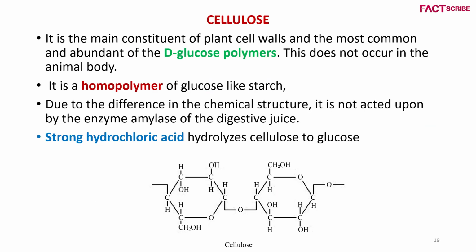Let's see more in detail about cellulose. It is the main constituent of plant cell walls and the most common and abundant D-glucose polymer. It is a kind of homopolymer like starch, but differs in chemical structure, and it is not hydrolyzed by the enzyme amylase. Strong hydrochloric acid is needed to hydrolyze cellulose to glucose.